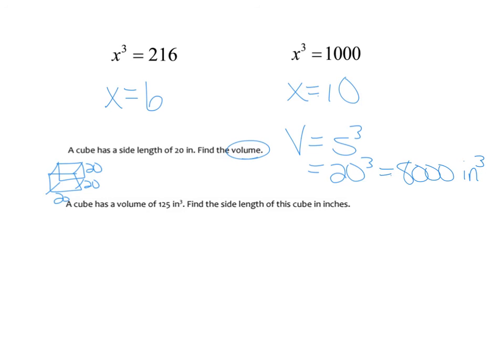Last one. A cube has a volume of 125 inches cubed. Find the side length. So use your formula, not squared, cubed. They gave us the volume, and if the side cubed is 125, what is the side? The side has to be 5. And our units are inches.